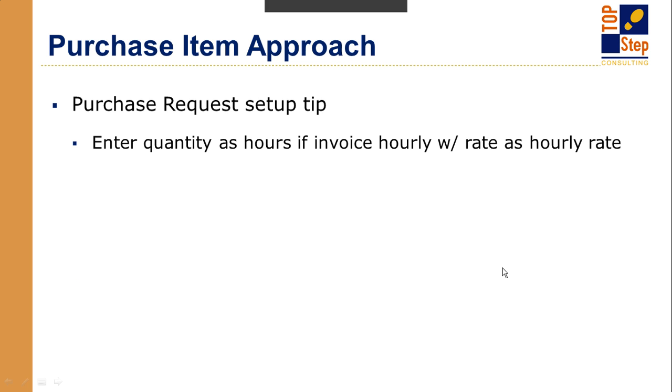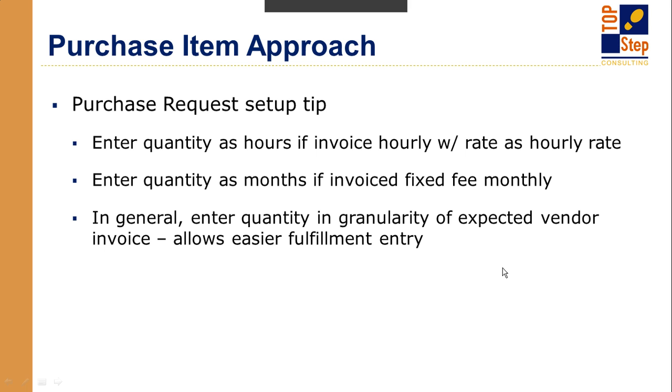In terms of setting these up, you want to set up the quantity as whatever granularity you expect from the vendor invoice. So if you're expecting them to submit hours to you, you want to set up the quantity as hours. If they are only giving you fixed fees on, say, a monthly basis, you'd want to set up the quantity as the months. So you could say this is 3 months at $1,000 a month or whatever it happens to be. So the tip is use quantity to match the granularity level of the invoices you're expecting from the vendor.